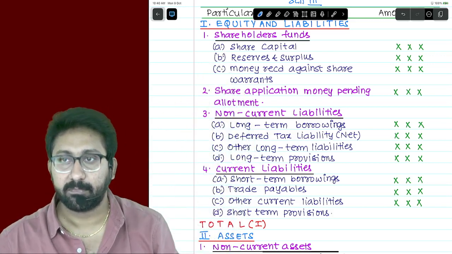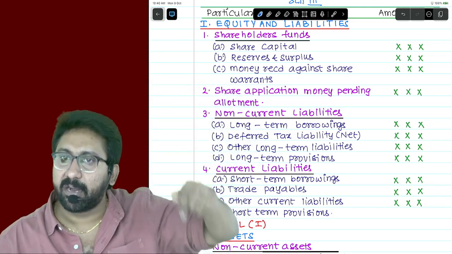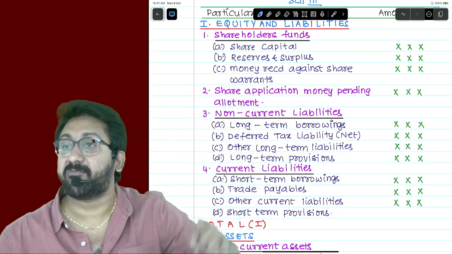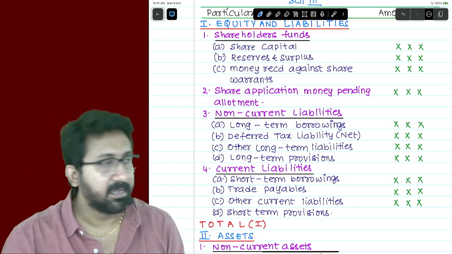Yes, if not allotted, share application money pending allotment will be refunded back. It will be going out from the balance sheet. This is only a temporary item for 60 days. Listening everyone in the class? This is the point, sir.